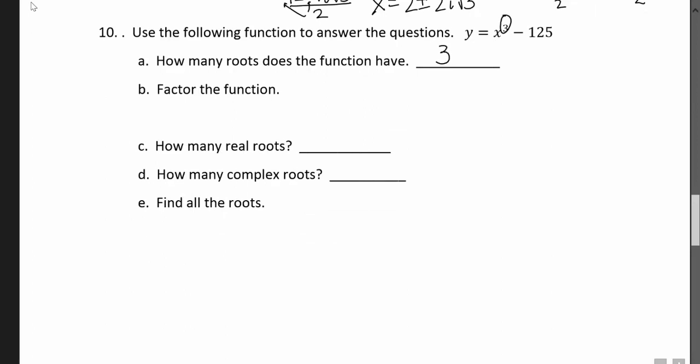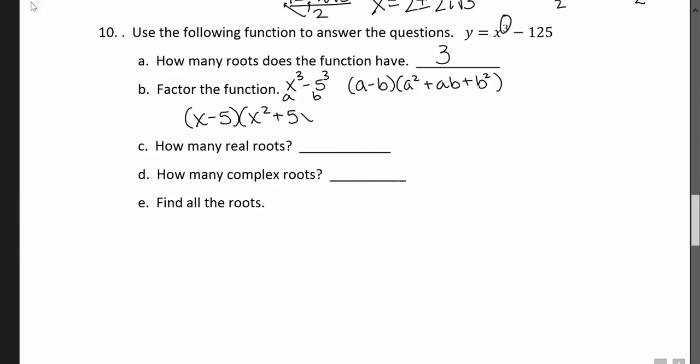Now to factor the function, x cubed minus 5 cubed. 125 is 5 cubed, so 5 cubed. So this is a difference of cubes. A minus b, a squared plus ab plus b squared. A is x, b is 5. x minus 5, x squared plus 5x plus 25.